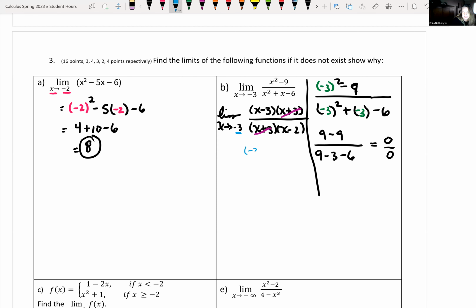So now doing direct substitution, we have -3 minus 3 in the numerator, all over -3 minus 2 in the denominator. So -3 minus 3 is -6 in the numerator, all over -3 minus 2, which is -5 in the denominator. Two negatives, division makes a positive, and so our answer is 6/5.